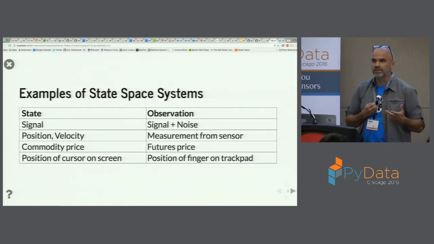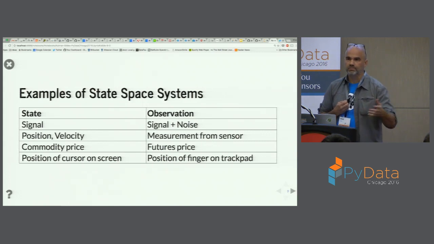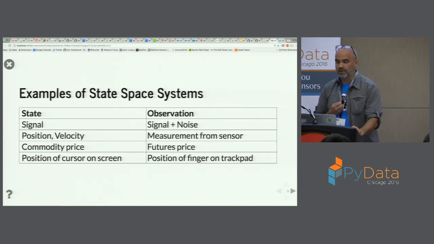The state may be the position and velocity of a vehicle, a spaceship or a robot, and what you can actually measure is a measurement from a sensor, like a satellite or a GPS or something like that.